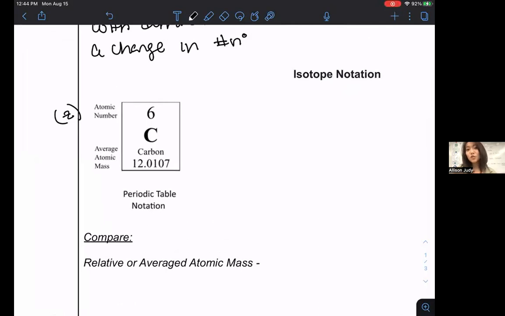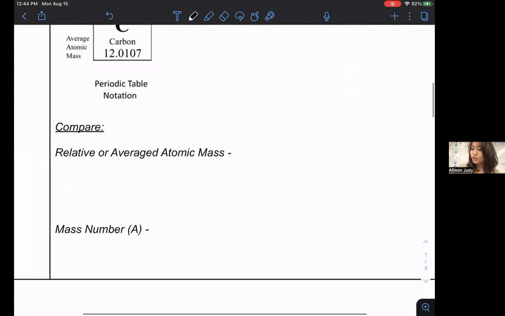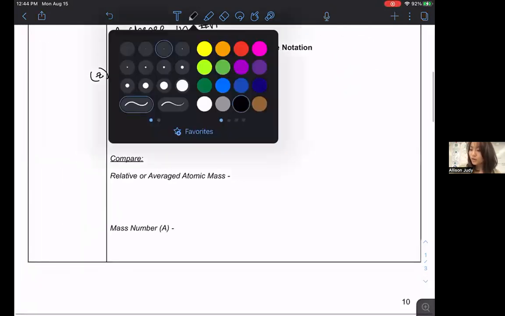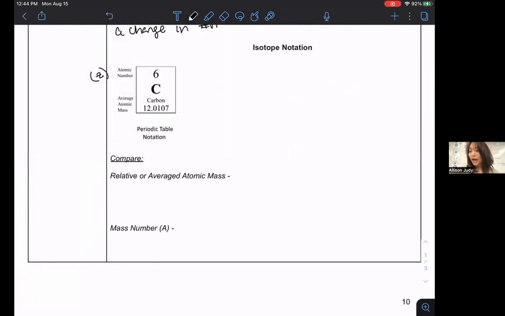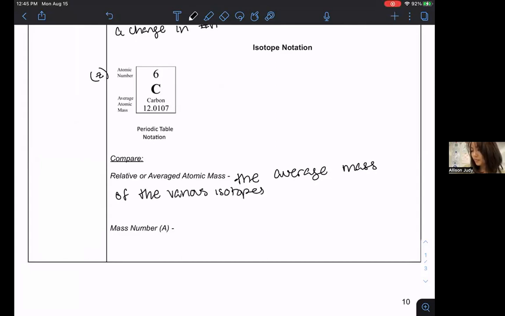A very special unit that we use to scale down talking about mass and measurement. All right, so just as a quick review, we can quickly write relative or average atomic mass is the average mass of the various isotopes that exist for an element.